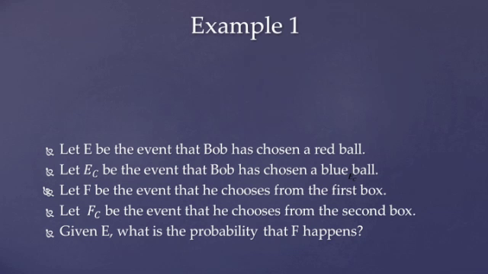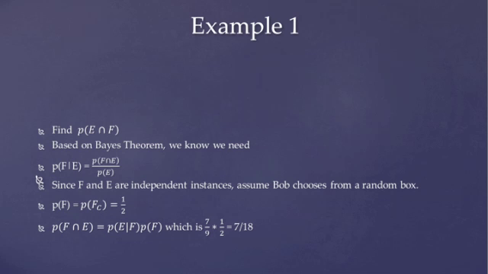Let F be the event that he chooses from the first box. Let the complement of F be the event he chooses from the second box. Then the question becomes, given E, what is the probability that F happens? Step 1. Find out what we need to solve this problem.